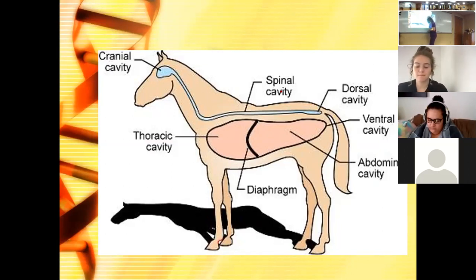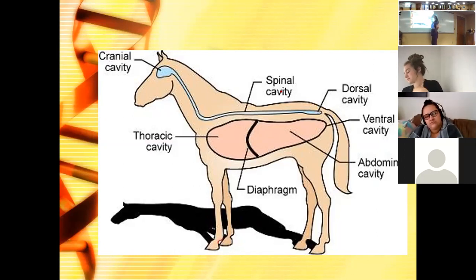In the abdomen, I have the membrane lining the cavity. So what is the term for lining the cavity? Parietal. And what is the term denoting that it's in the abdomen? Peritoneum. And then again, if it's on the organs, which is the intestines, visceral peritoneum.